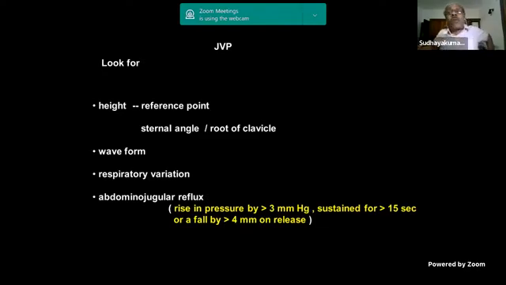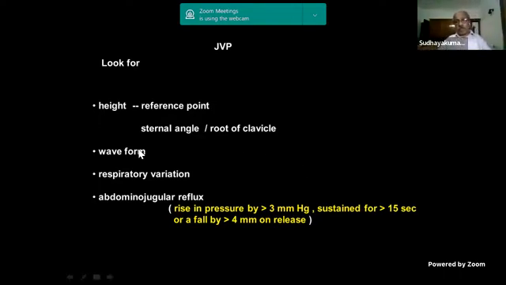So in the JVP, you look for the height. The standard reference point for examination is sitting up with legs down, the clothes loosened, and looking in the sitting position from the root of the clavicle. The head should be straight, neutral, not turning like this or that. Look from behind. You can apply light by torch, hand torch, or with your mobile.